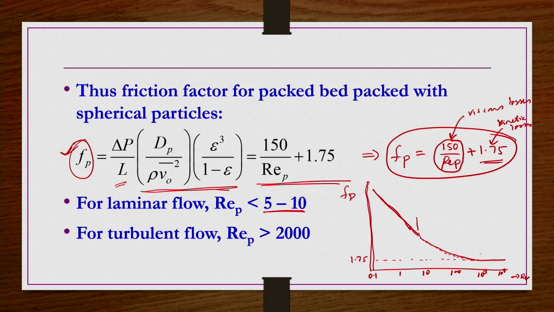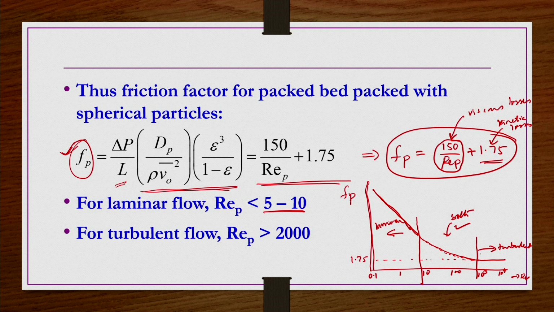So, this part is in general valid for the viscous part or laminar flow, and this part is valid for turbulent flows or large Reynolds number flows, where only kinetic losses are predominant. In between, both contributions are going to have a significant effect, right. So, this is how we have to do the conversion of pressure drop information in terms of friction factor and Reynolds number for the Ergun equation.